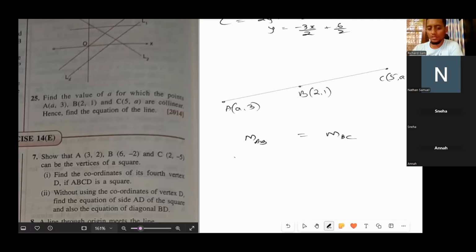And in the slope formula, that is y1 minus y2 upon, what's the formula? Y2 minus y1, right? Or even if you write y1 minus y2, you'll get the same answer, because both will come negative and it will get cut off. So y2 minus y1 upon x2 minus x1 is equal to y2 minus y1 upon x2 minus x1. For AB you will use the AB values, for BC you will use BC values. Put it in this, you will get a linear equation, solve it and find A. So do that much first.